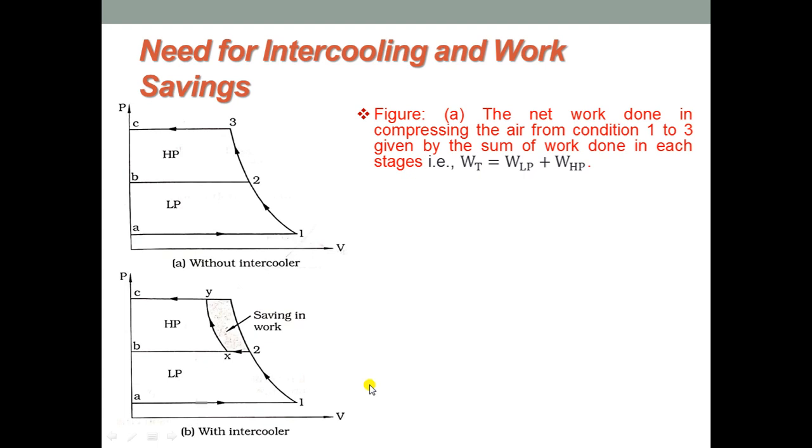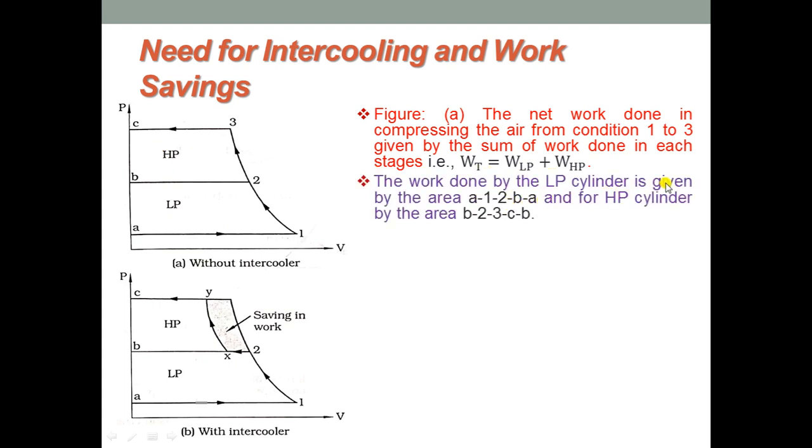Here, figure A shows the net work done in compressing the air from condition 1 to 2 to 3, given by the sum of work done in each stage, that is, work done during low pressure and high pressure. It gives the total work. The work done by the LP cylinder is given by the area A12B, and for the high pressure cylinder it is given by B23C.